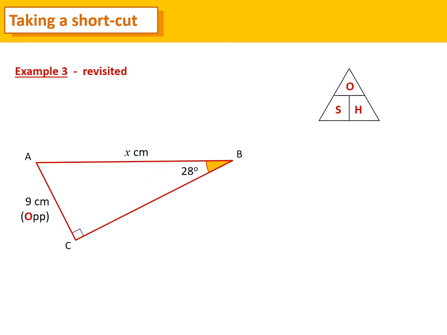Similarly, in this example, this time we are trying to find x, which is the hypotenuse. So we place our finger over the H for hypotenuse, and it tells us it's the opposite divided by sine of the angle. 9 divided by sine 28 is 19.17, and we round off appropriately.